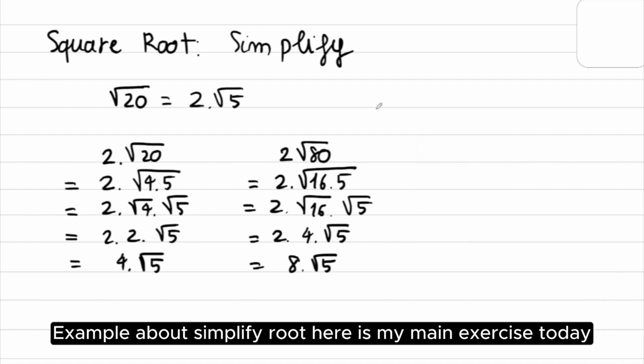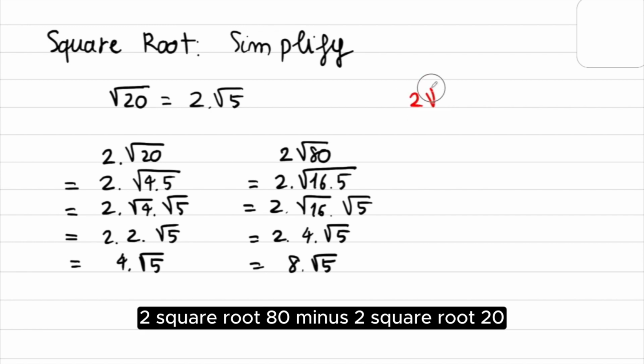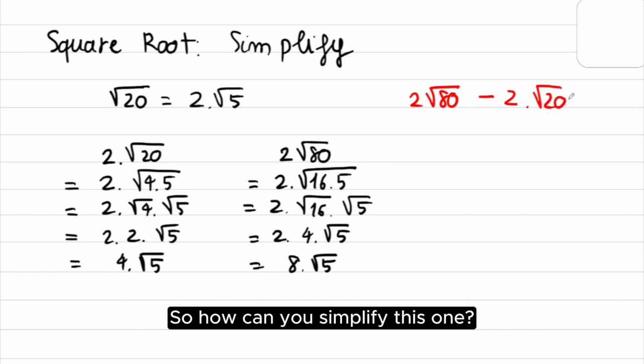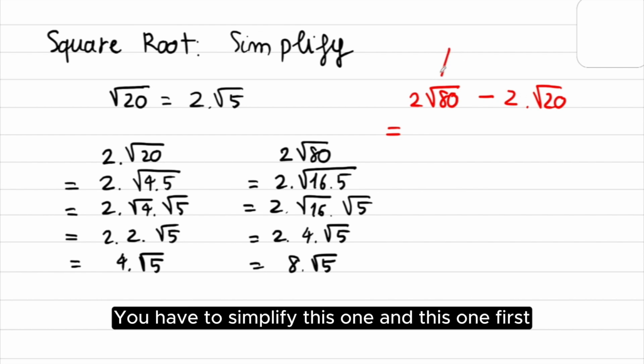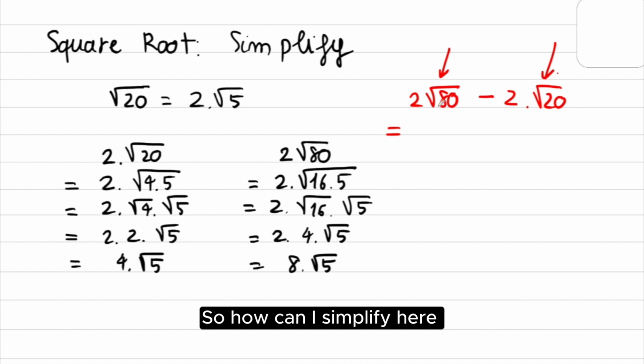Here is my main exercise today. I've got this one, 2 square root 80 minus 2 square root 20. So how can you simplify this one? The first step, if you want to simplify this, you have to simplify this one and this one first. Okay, so how can I simplify here?